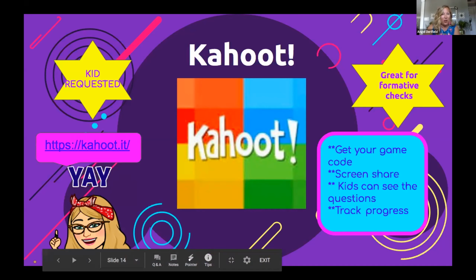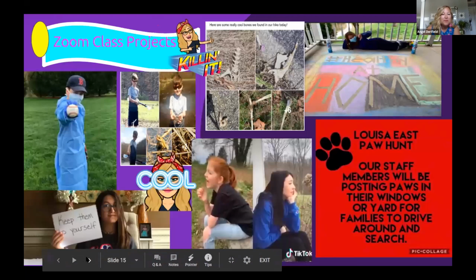And the parents got involved. That's one thing I loved about it. The parents are sitting there with the kids. The siblings are sitting there. Their dogs are sitting there with them. And you can track the progress as you're going along. So it's a really good resource that I highly recommend.